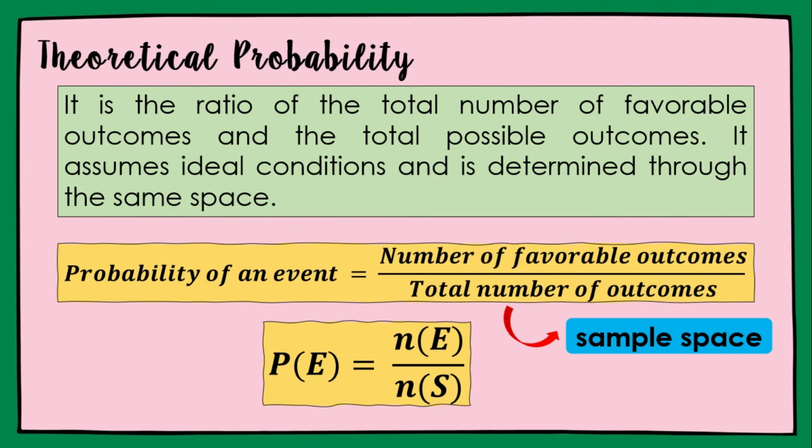So, the main difference of the experimental and theoretical probability is that the experimental probability is the result of an actual experiment, while the theoretical probability is what is expected to happen. Let us now solve problems involving probability of simple events.